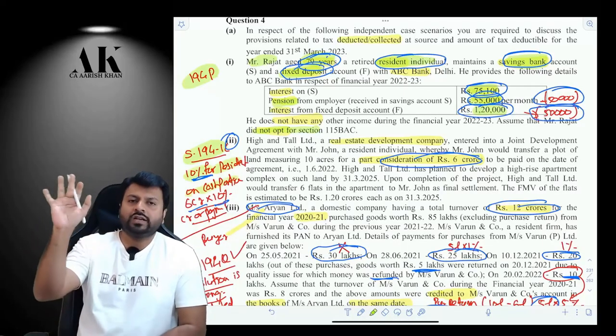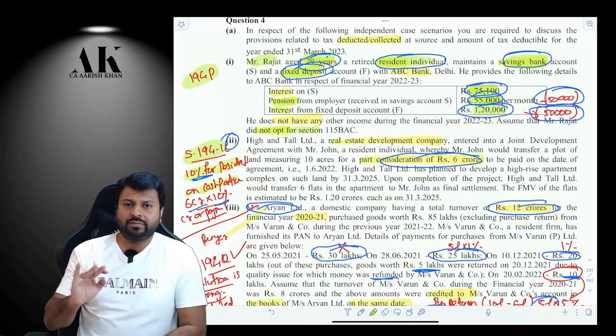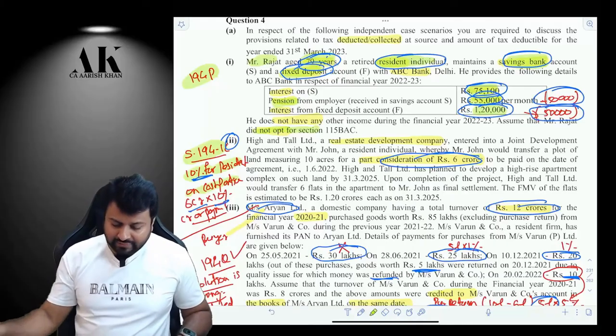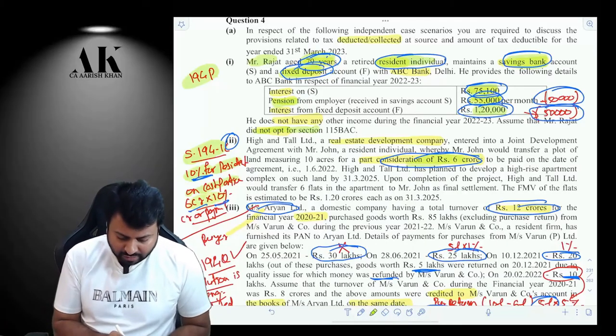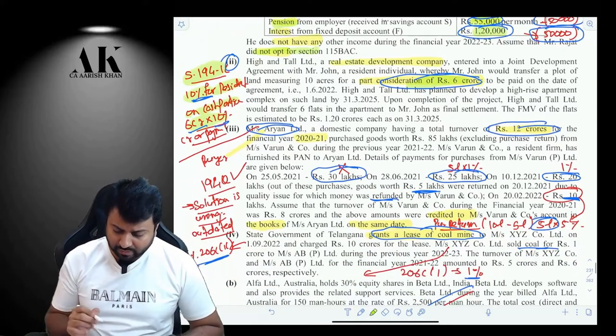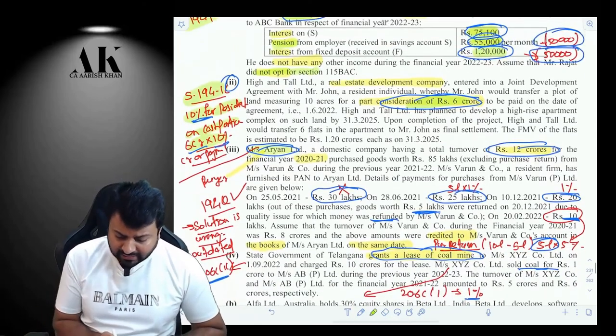He will not deduct TDS on what? The property which he is giving me. He will deduct TDS only on the money which he is giving me. How much money is he giving me? He is giving me 6 crore rupees. So, on 6 crore rupees, he will deduct TDS at the rate of 10% on credit or payment, whichever is earlier. Okay. Next question.